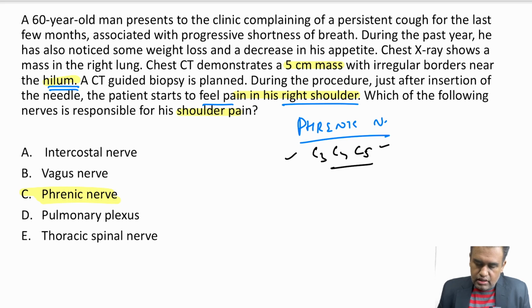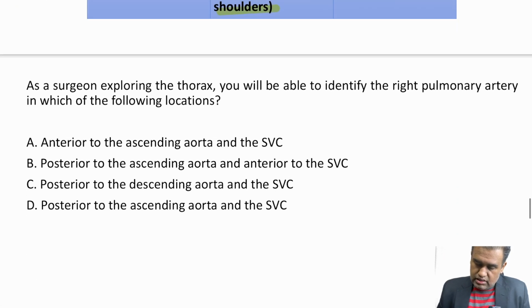Other options like intercostal nerve, we all know it's a thoracic spinal nerve. Vagus nerve is the 10th cranial nerve. Pulmonary plexus is the autonomic plexus supplying the lungs. The thoracic spinal nerve is the same as the intercostal nerve. Let's see the next one.